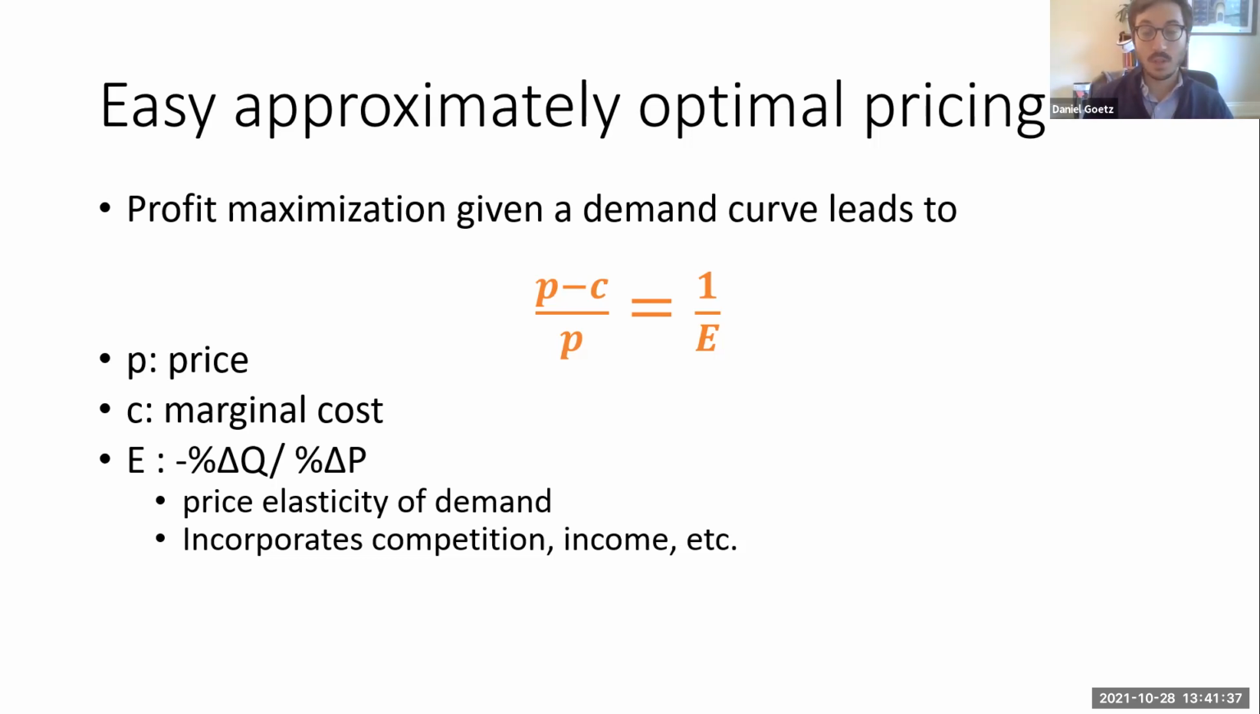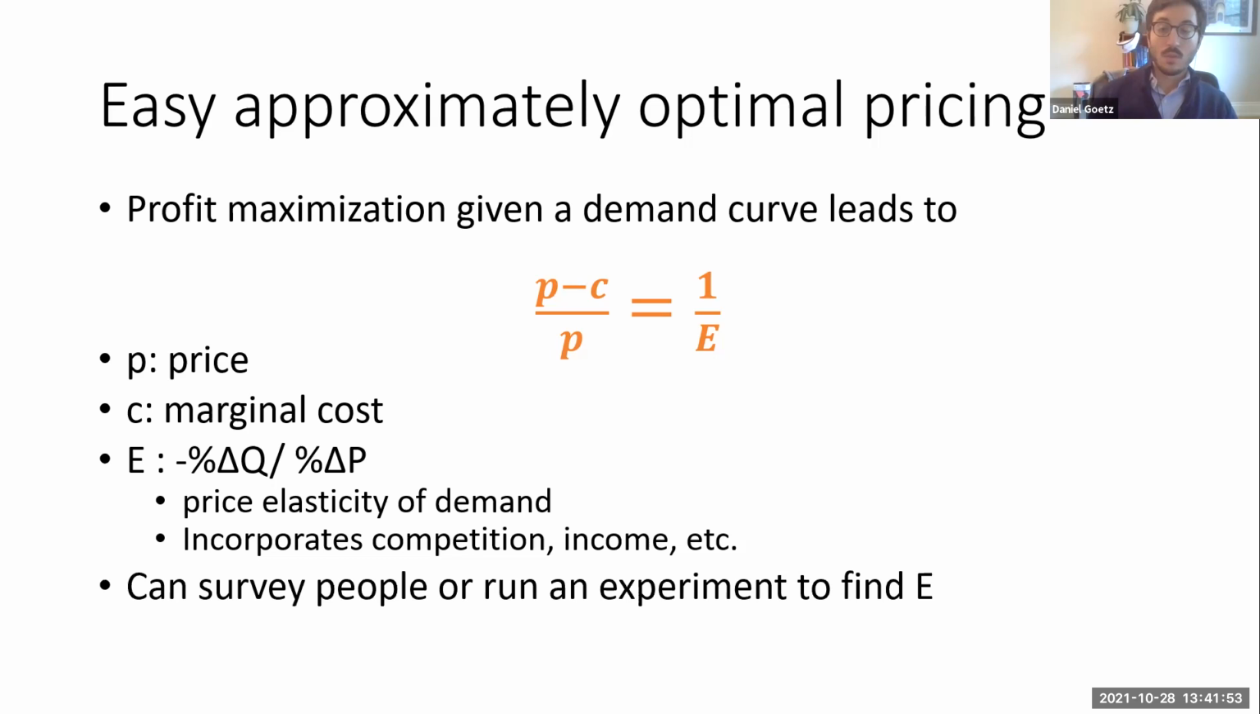Okay. So the elasticity combines information about competition, about income, about context. Everything that's contained in the demand curve will be summarized by the elasticity term. How do we find it? We run an experiment. So Ryan asks, why is there a negative in E?